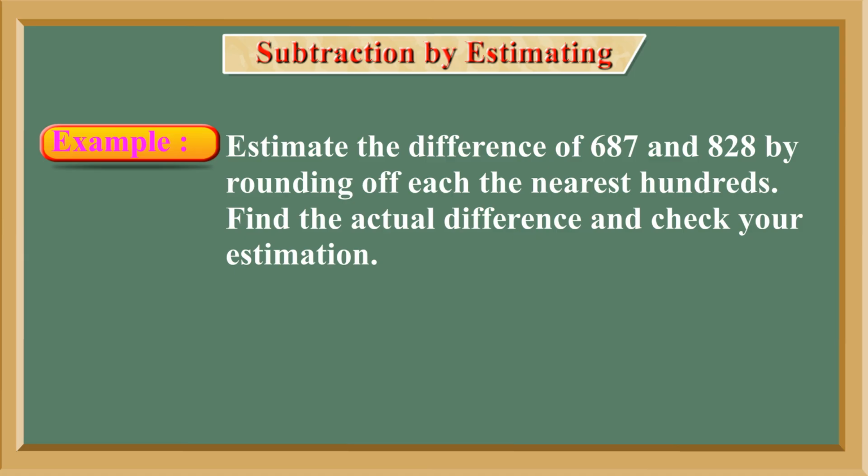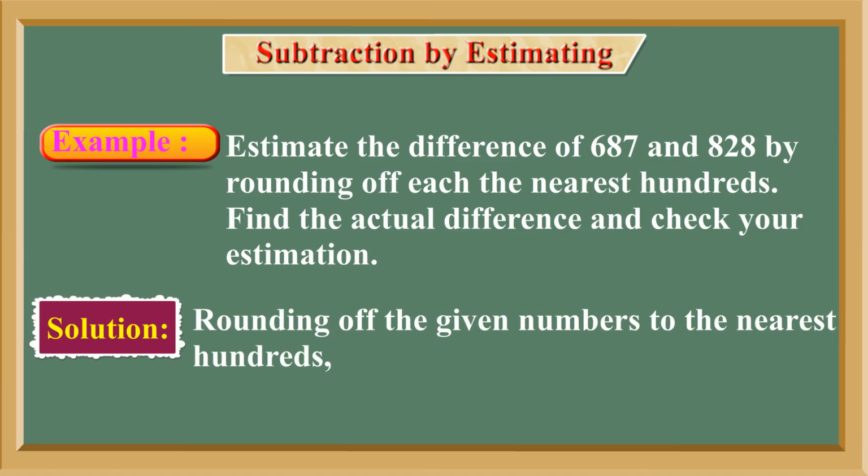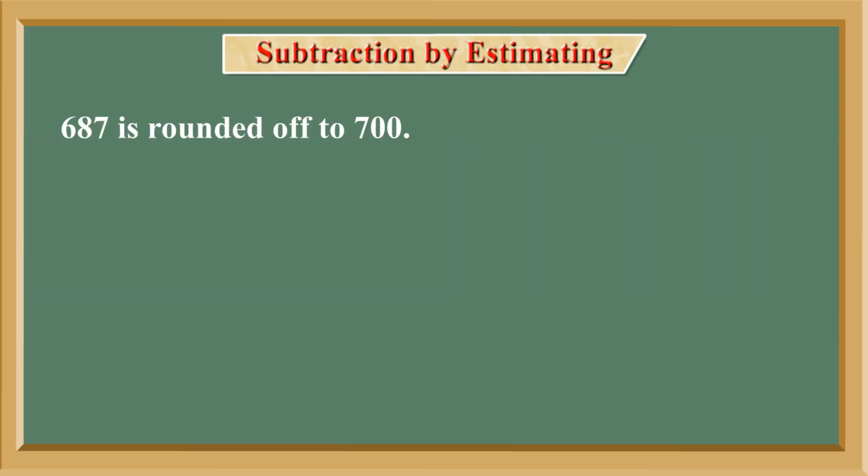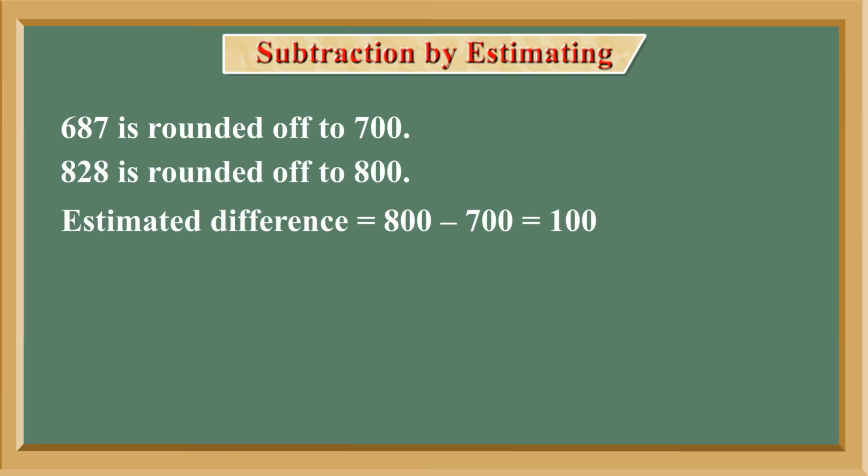Subtraction by estimating. Example. Estimate the difference of 687 and 828 by rounding off each to the nearest hundreds. Find the actual difference and check your estimation. Solution. Rounding off the given numbers to the nearest hundreds, 687 is rounded off to 700, 828 is rounded off to 800. Estimated difference is equal to 800 minus 700, which is equal to 100.